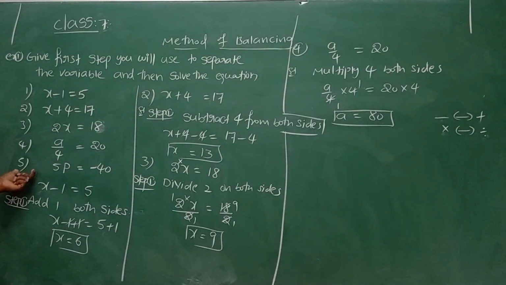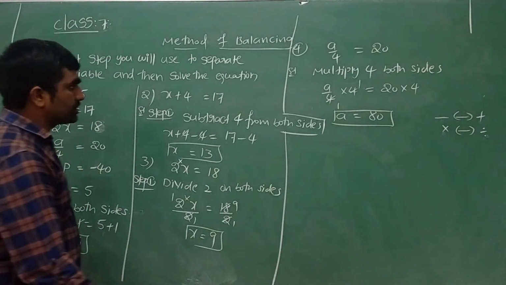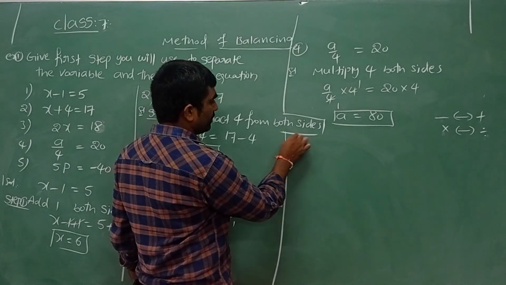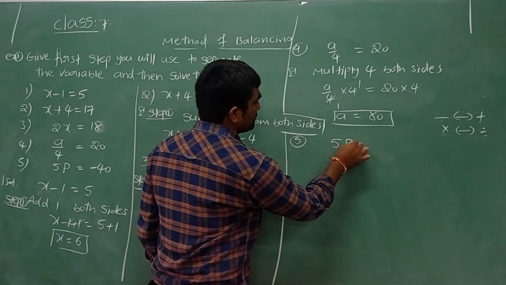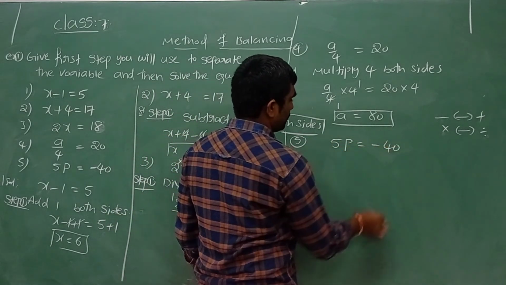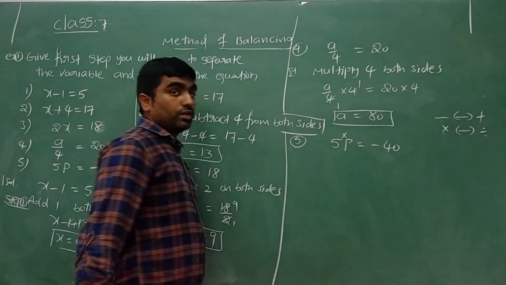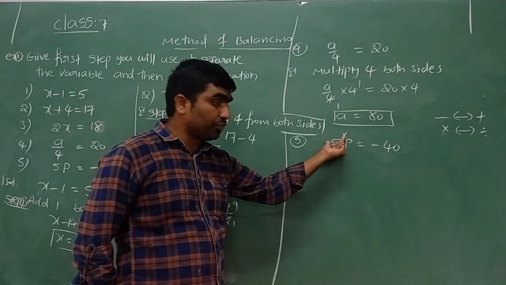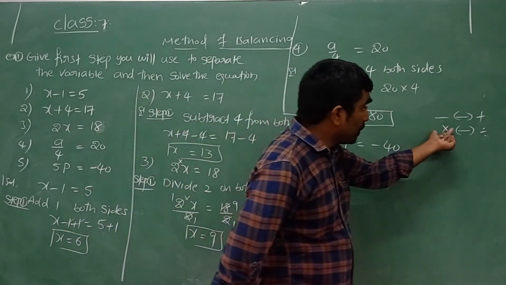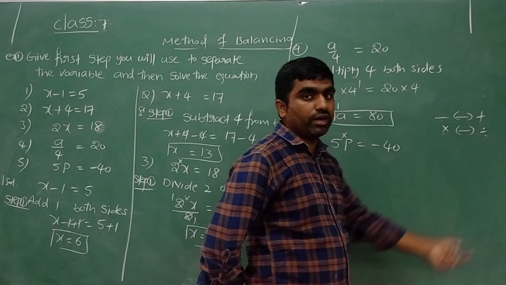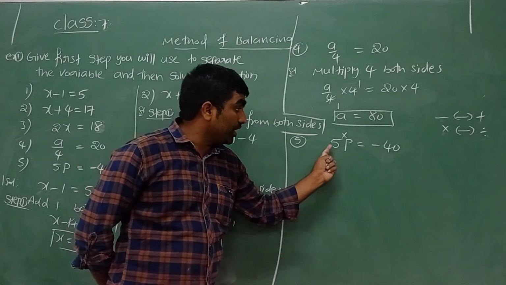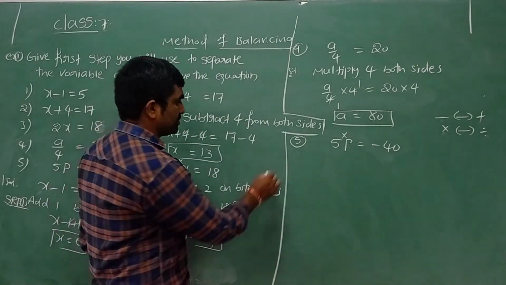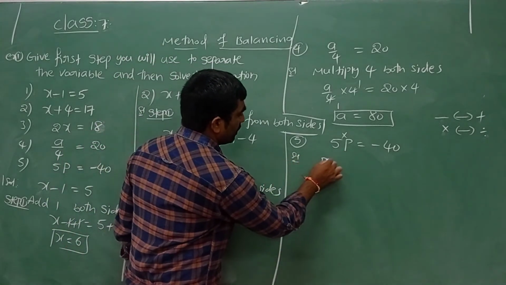Next we'll see the fifth one: 5p is equal to minus 40. Yes, fifth one: 5p is equal to minus 40. In between there is no symbol, so it is multiplication. To make p alone, extra we have times 5. When we have multiplication, how can we remove that? By dividing. What can we divide? Divide by 5 on both the sides.